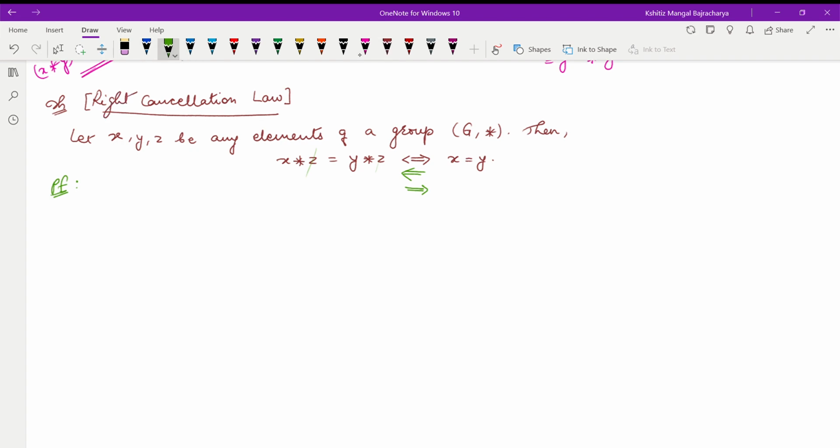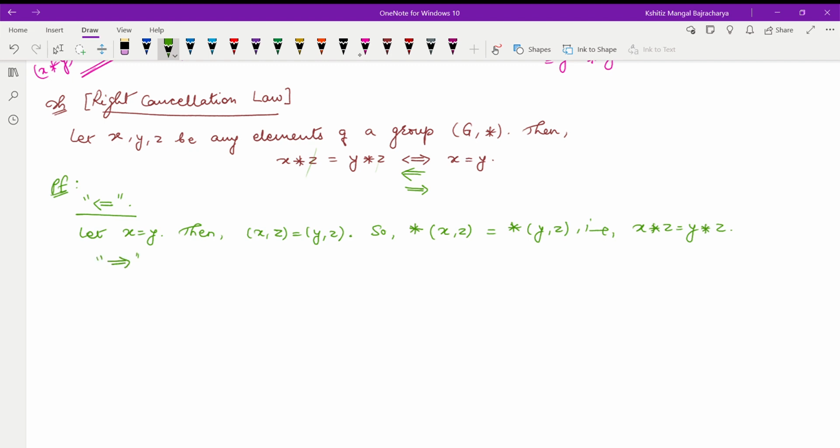Now for this part, we're going to assume x to be equal to y. Then the ordered pair xz will be equal to yz. Since star is a function acting on G cross G, if the inputs are equal in a function, the output should be equal. So this basically means x star z is equal to y star z.